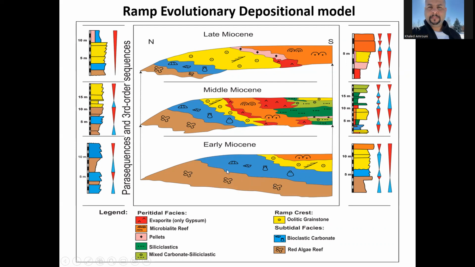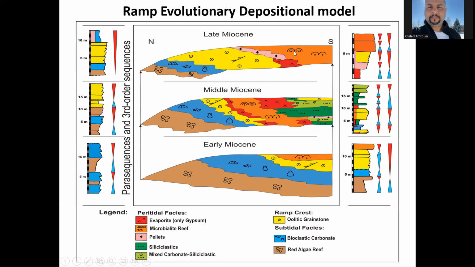And this is towards the open marine, towards the left, but towards the right, south, there's oolitic, which is ramp crest facies, and some orange color, which is microbial facies. As we go to the middle Miocene, we see more peritidal facies, which is the green color here, the siliciclastic sand and shale tongues, with red evaporites here and microbial facies, and then evaporite again and oolitic ramp crest facies. And the volume of the bioclastics and red algae shrinks in the subtidal.